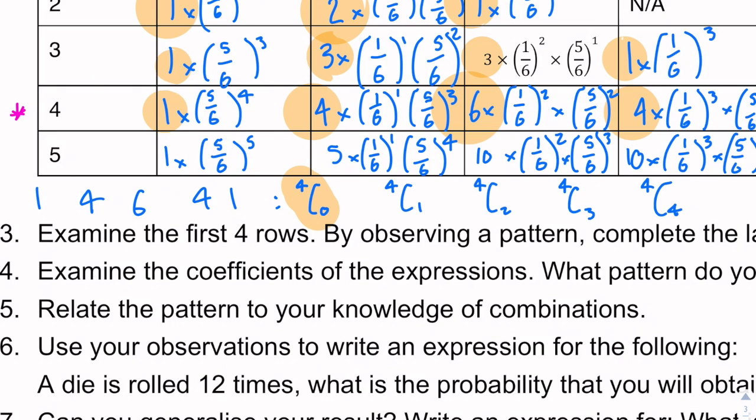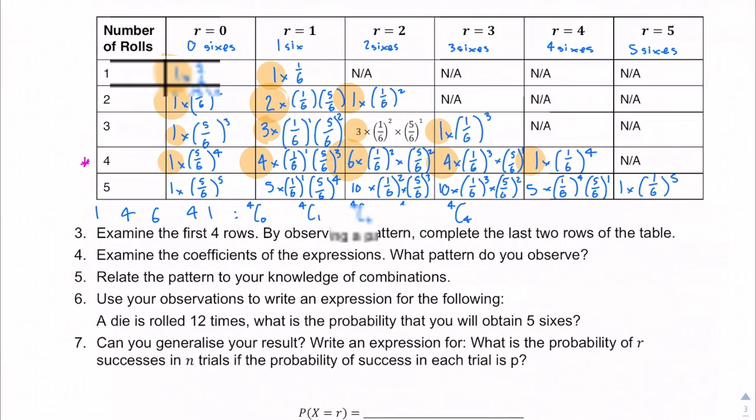4 things and we're choosing one of them. Well, there's 4 ways to do that. 4 things and we're choosing 2 of them. Well, there's 6 ways to do that. 4 things and we're choosing 3 of them. There's 4 ways to do that. 4 things and we're choosing 4 of them. There's 1 way to do that.